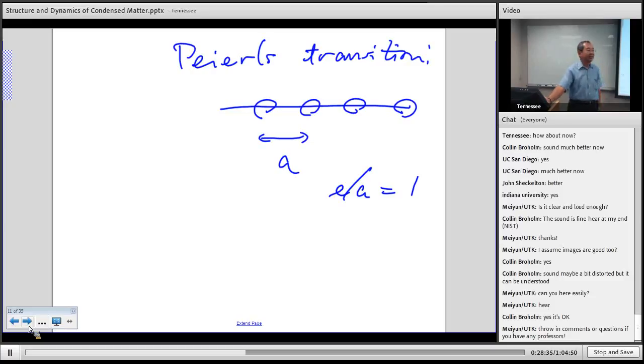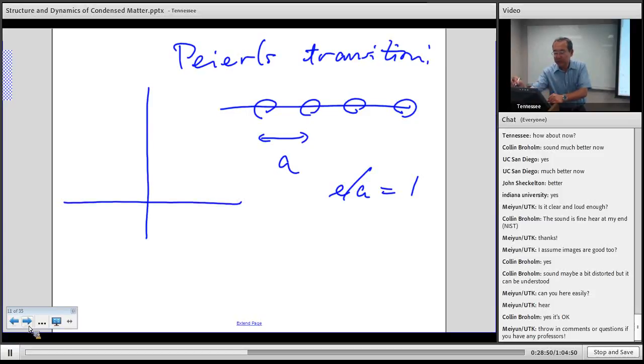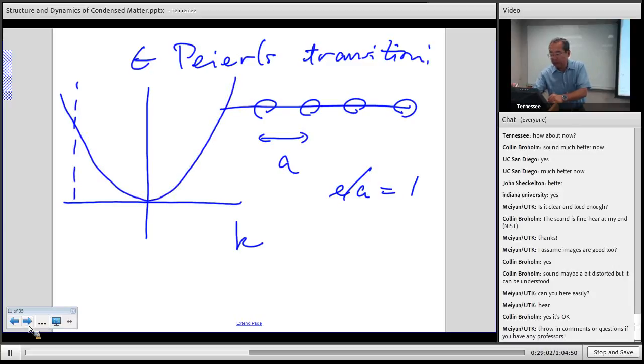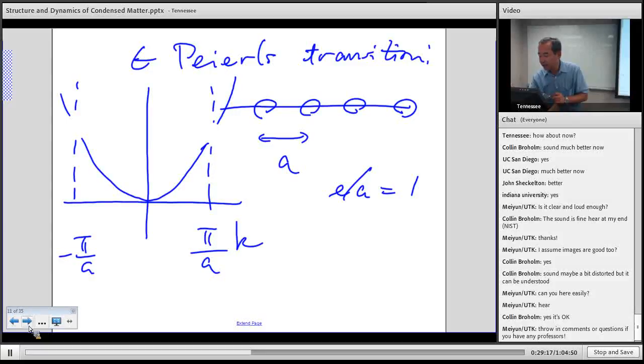Peierls says that this system is unstable. So let's see how it goes. If you have a one-dimensional metal, the dispersion of the electronic system is not parabolic anymore, but it will be disturbed at the Brillouin zone boundary, which is pi over a, minus pi over a, so that it becomes gapped like that.